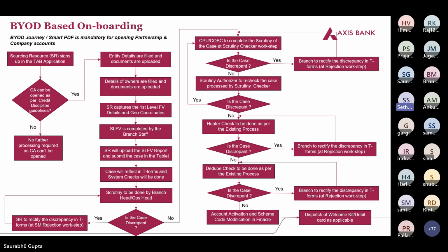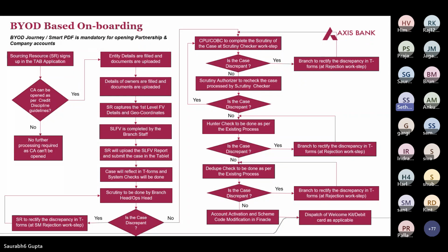It is nothing but a backend workflow system, which manages all the current account opening as well as savings account opening forms. Once the case is pushed from the APK into T-forms, the branch head or ops head will have the first level of verification at what we call the SMBH work step. So they will be scrutinizing all the documents and pushing it forward.